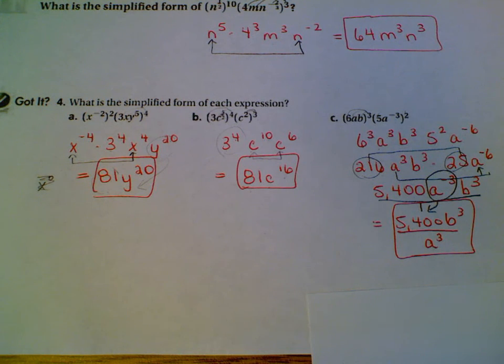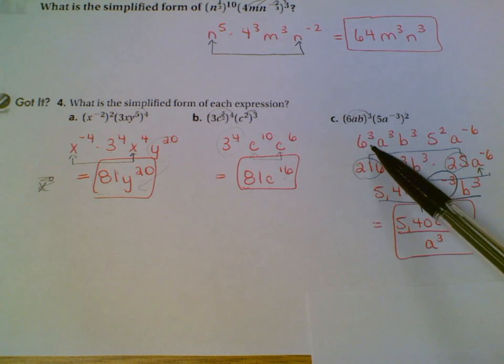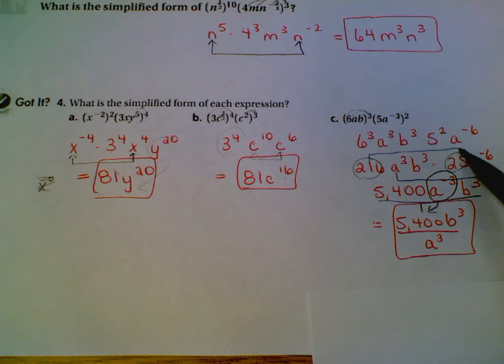Okay, now some of these problems get pretty in-depth, and the only reason is because you're starting to apply all of the exponent rules. So always think about, are there any powers to evaluate, such as 6 to the 3rd? Do you have any like terms? So a's go with a's, b's go with b's, c's go with c's. And last, do you have any negative exponents that you need to take care of to make them become positive?